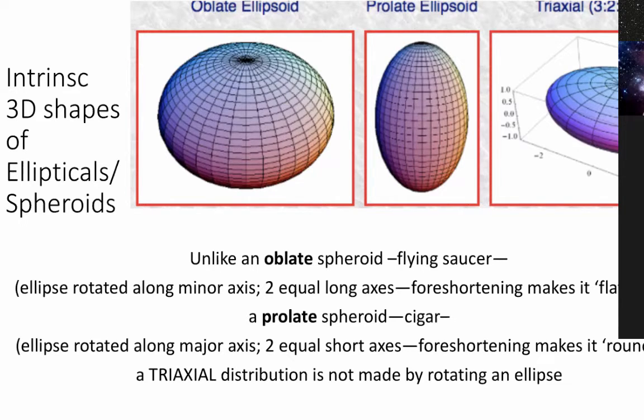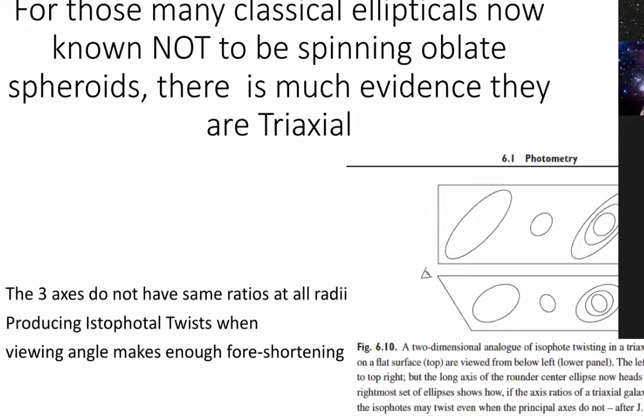And so we have an increasing amount of evidence implicating a triaxial configuration that has three different axes, one really long, one intermediate, and one shorter, as probably a better description. For example, if you had just an oblate ellipsoid, you would never see so-called isophotal twists, where the inner parts of the galaxy seem to be at a different position angle from the outer parts. It just wouldn't happen if it had the rotational symmetry of an oblate spheroid.